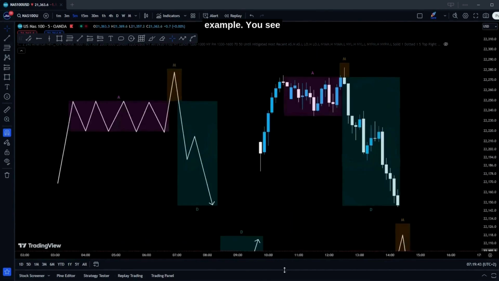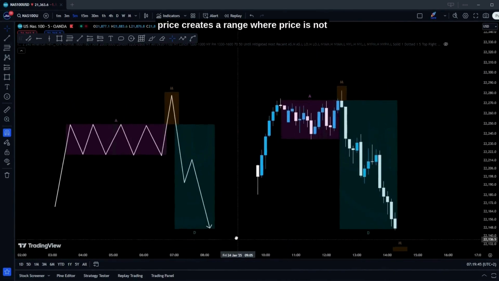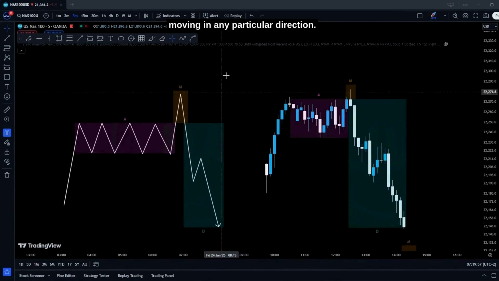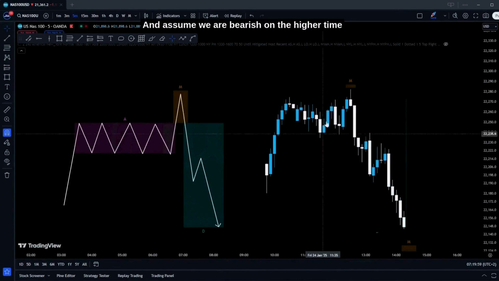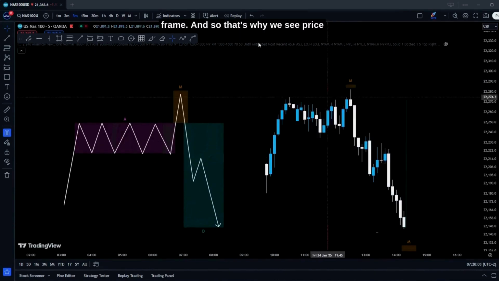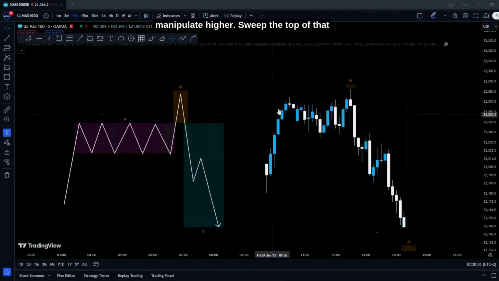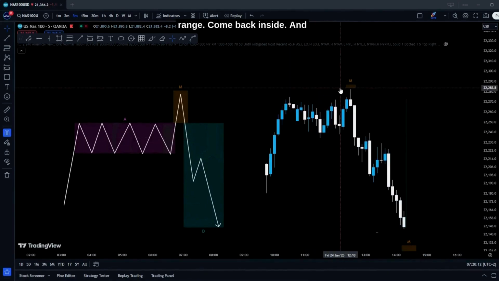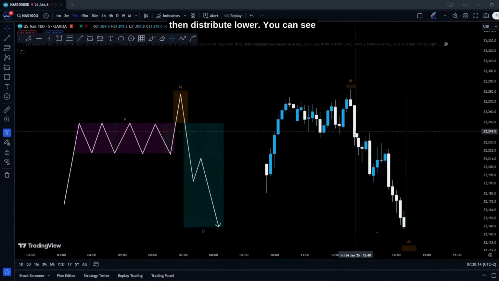Here's an example. You see price creates a range where price is not moving in any particular direction. And I assume we are bearish on the higher time frame. And so that's why we see price manipulate higher, sweep the top of that range, come back inside, and then distribute lower.